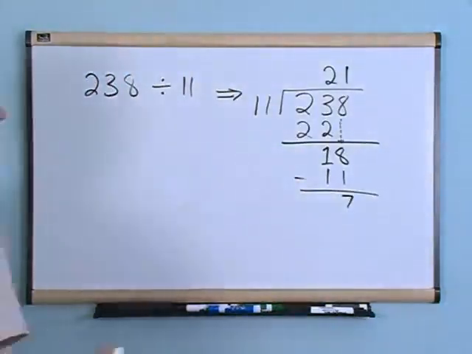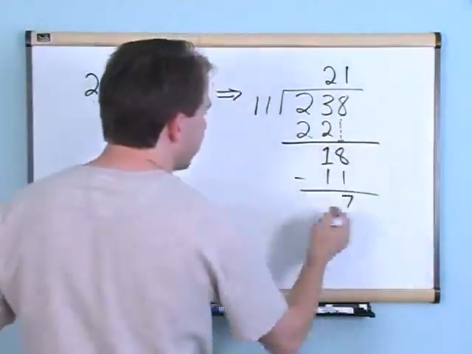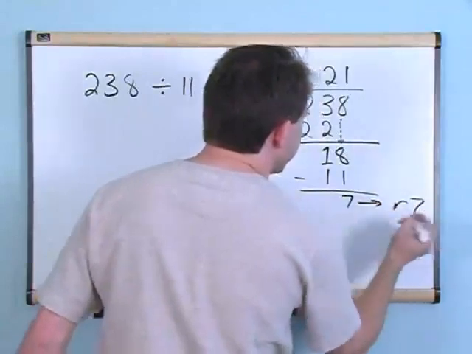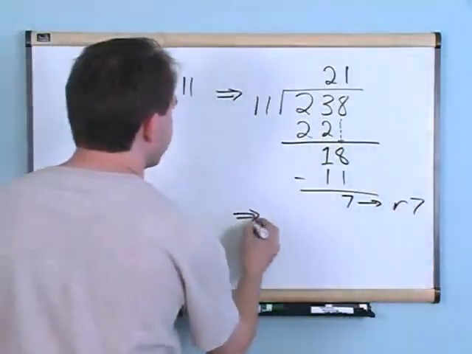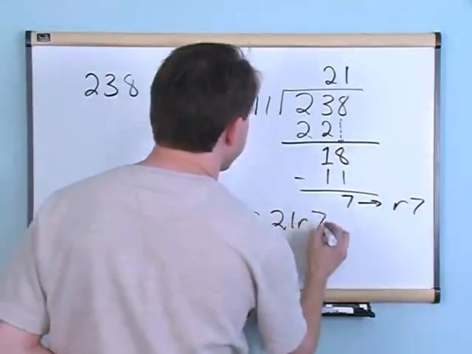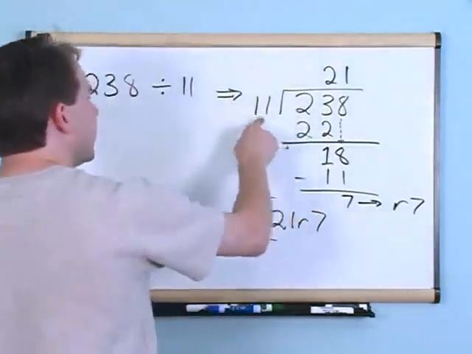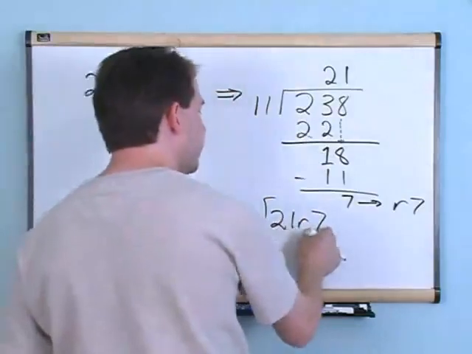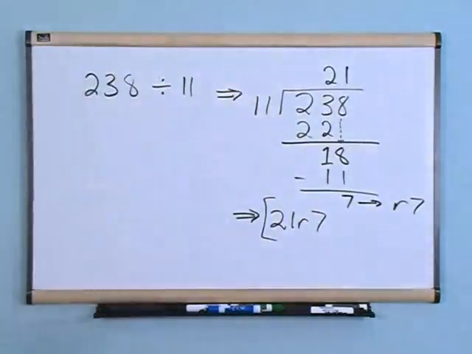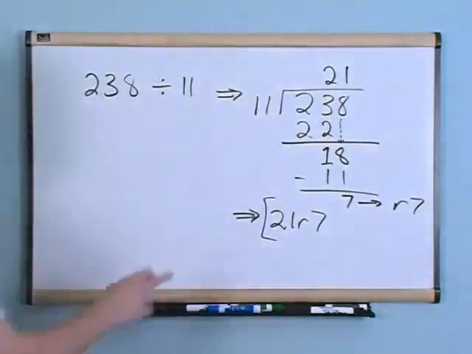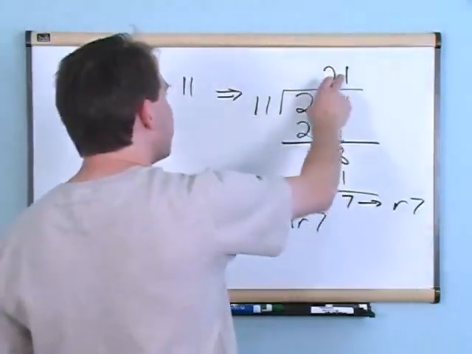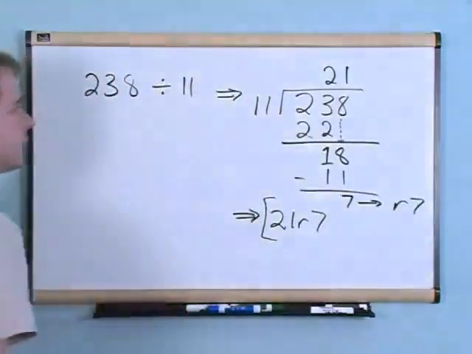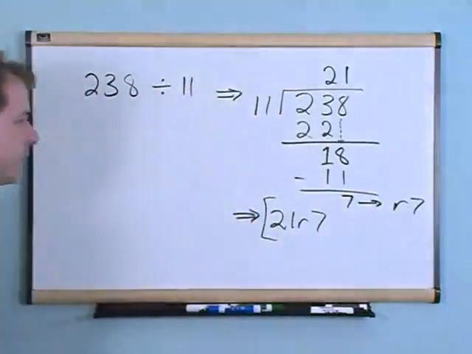Okay? So, since you don't have any other digits to bring down, and since you can't do this division, you just say the remainder is 7. So the answer to this problem is going to be 21 with a remainder of 7. So, 11 goes into 238 21 whole times with 7 left over. And you could check it by multiplying 11 by 21, and then you add your 7 back into the answer, and you should get 238.